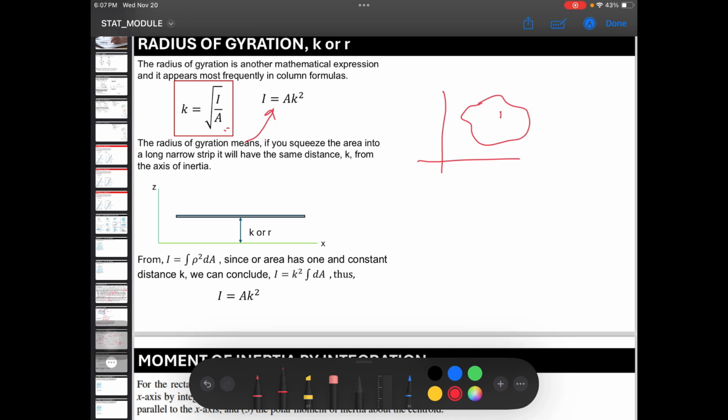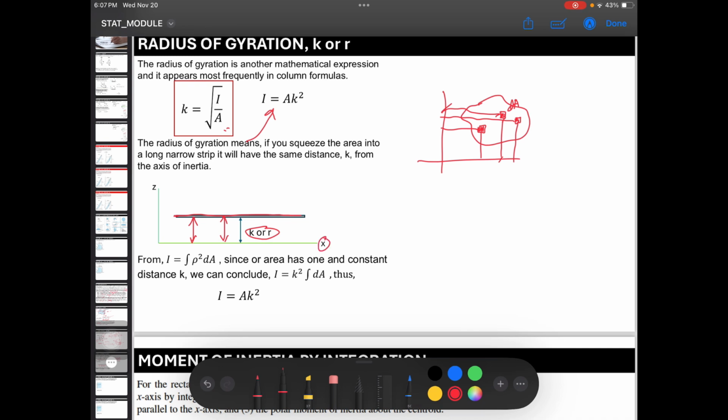Kasi 'di ba yung original ganyan siya. May differential area tayong ganyan. Ito, may distance yan mula dito, may distance siya mula doon. May element pa dito, yung element na yan, may distance din dito, may distance doon. And then yung element dito, may distance yan, may distance siya doon. So, iba-iba. Pero kapag in-strip daw siya, into a long narrow strip, so sobrang haba yan, magiging isa na lang, di ba? Isa na lang yung distance niya. And that distance is yung radius of gyration niya.